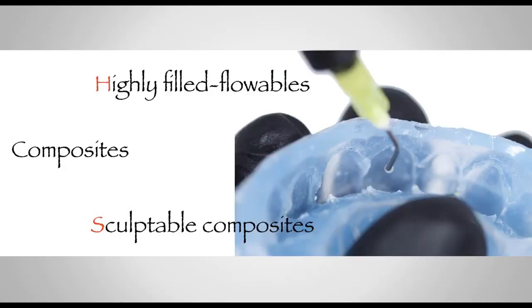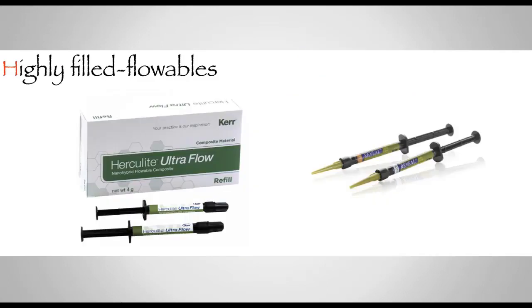Now, what kind of flowable composites are we going to use? Can we use any type of flowable composite? The answer to that question is no. You need to consider the amount of fillers that your flowable composite has. To my knowledge, these are the two that I know. There may be more out there that are very highly filled, but the ones that I know are either Herculite Ultra Flow from Kerr or Reveal from Bisco. These two flowable composites are highly filled. I would say they're filled more than 80%, so that makes them more resistant compared to other types of flowable composites.